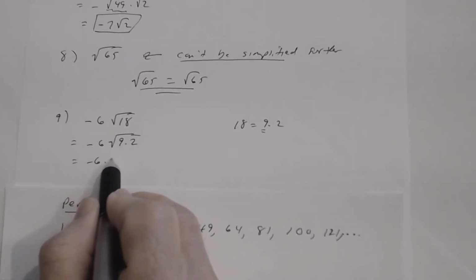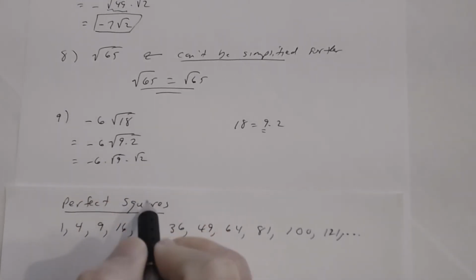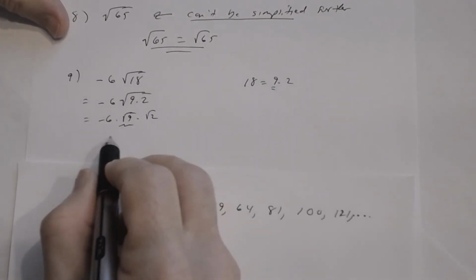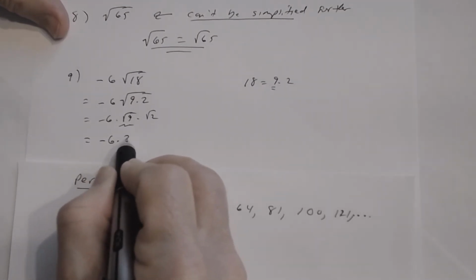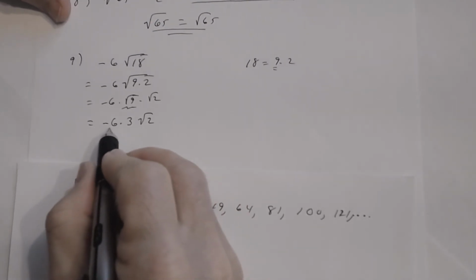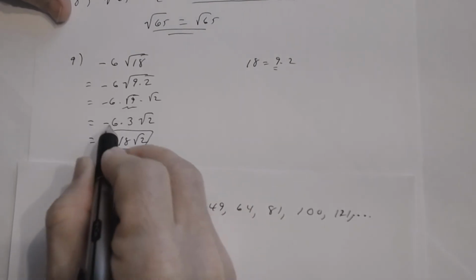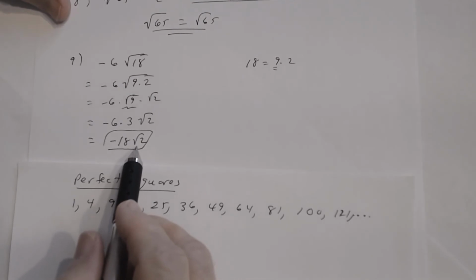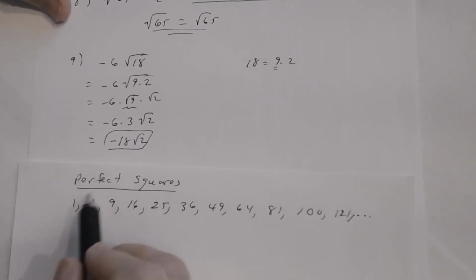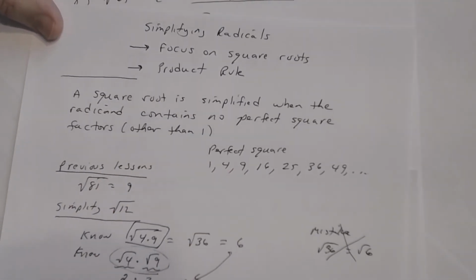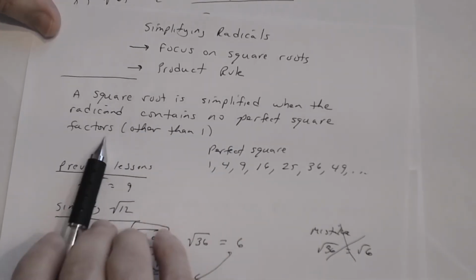So that's negative 6 times the square root of 9 times the square root of 2. And since 9 is a perfect square, the square root of 9 is 3. So you had negative 6 times 3, square root of 2. And so I get negative 6 times 3 is negative 18, square root of 2. So you do have to multiply these factors, negative 6 times 3. And the square root of 2 I can't simplify any further, because the only perfect square that goes into the radicand is 1. All right, and so that's what we were saying here. So remember, a square root is simplified when the radicand contains no perfect squares other than 1.